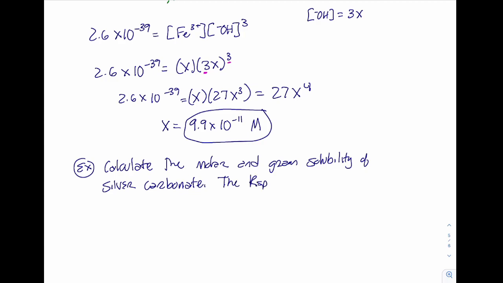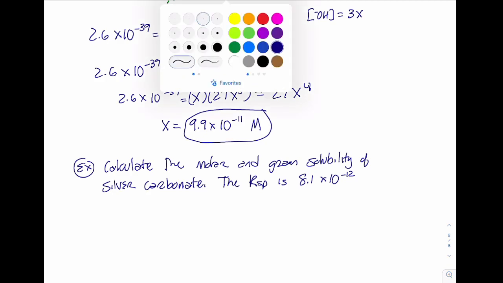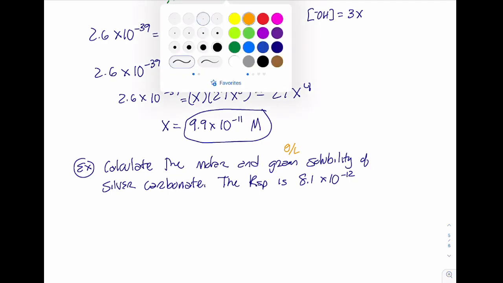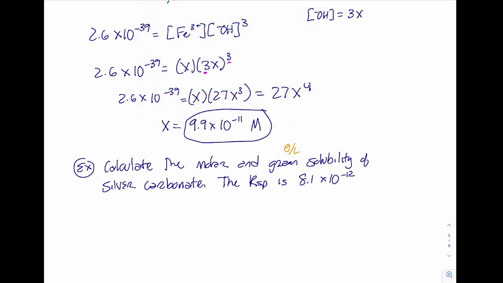And our solubility product constant of silver carbonate is 8.1 times 10 to the negative 12th. So both molar solubility, so molarity, and then gram solubility, right? That's going to be grams per liter. So you will do a unit conversion after you solve for your molar solubility. Okay, so please hit pause, go through the problem, and then come back.